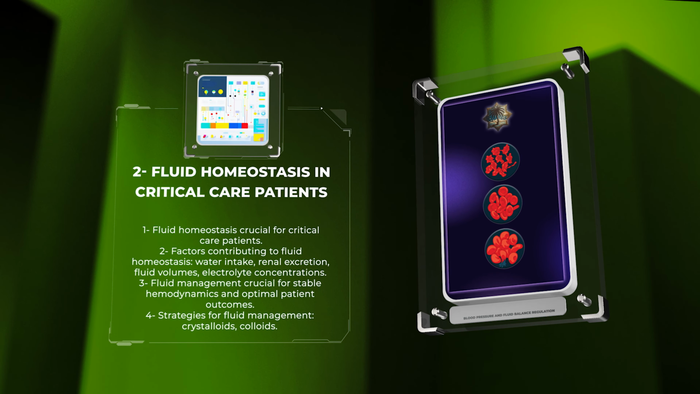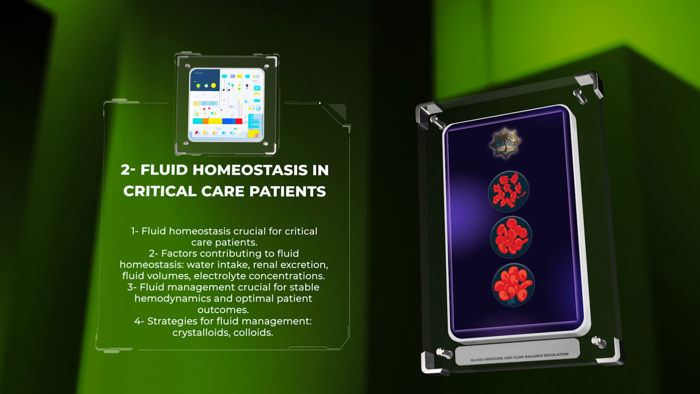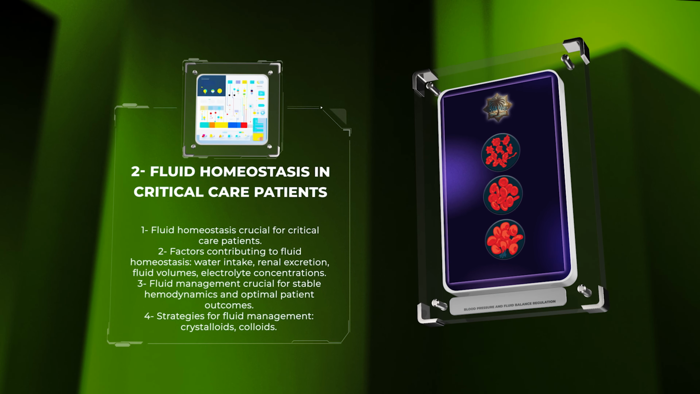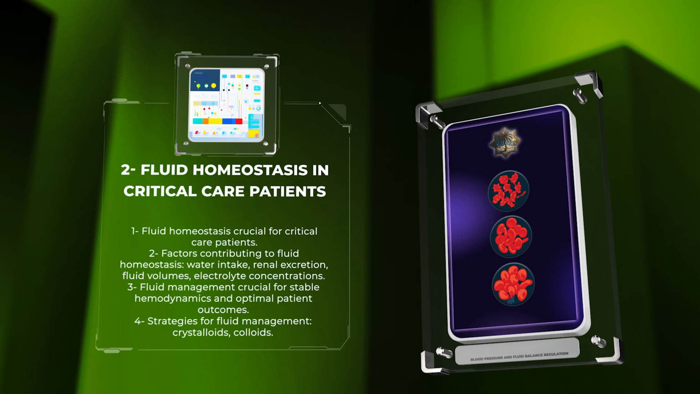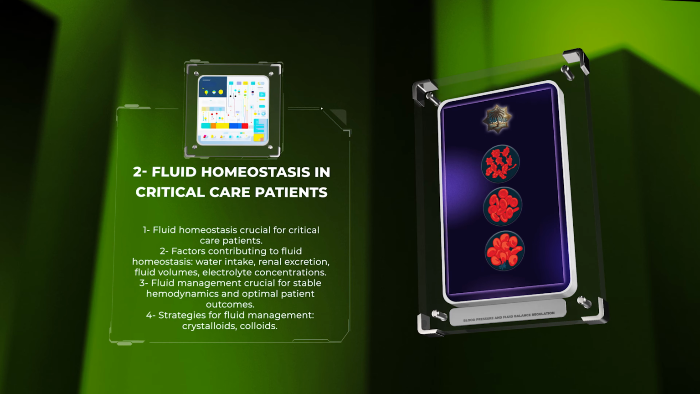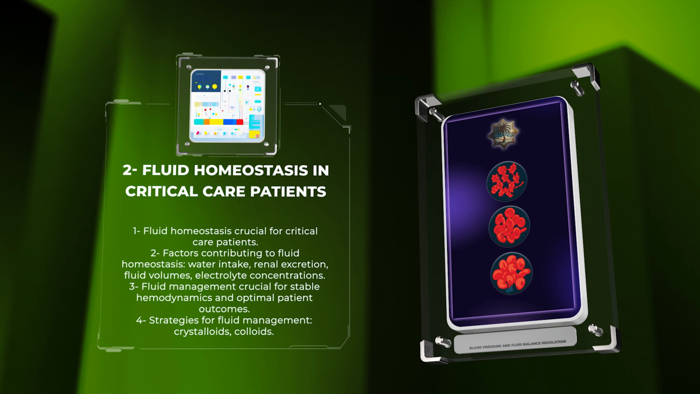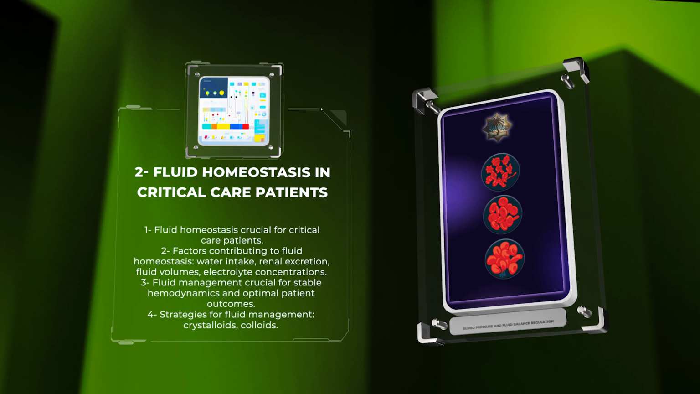Strategies for fluid management may include the use of crystalloids and colloids, based on the patient's condition and the goals of therapy. Adequate monitoring, through methods such as central venous pressure monitoring, may assist in determining the appropriate fluid therapy. However, it is essential to consider individual patient characteristics, comorbidities, and possible complications while formulating a patient-specific fluid management plan.